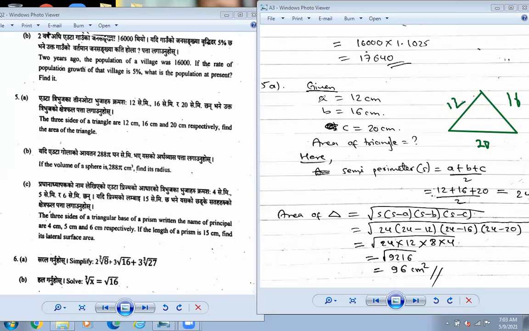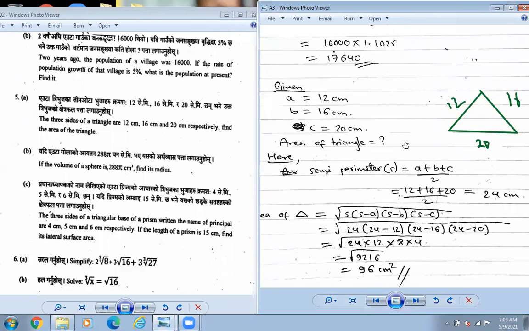Formula should be remembered. Okay, so ABC is given, so let us use the value of ABC. So same perimeter means a plus b plus c divided by 2. So put the value, and dividing by 2 gives 24 centimeter. Okay, so that is going to be the value of semi perimeter.